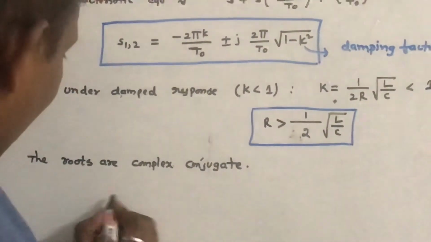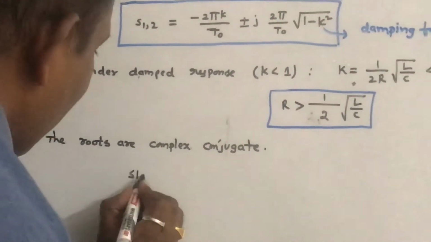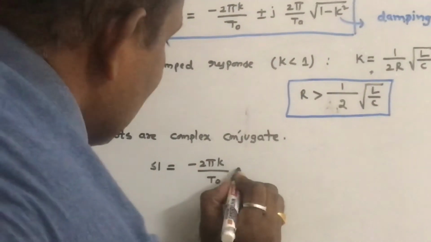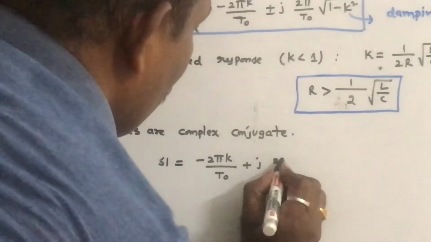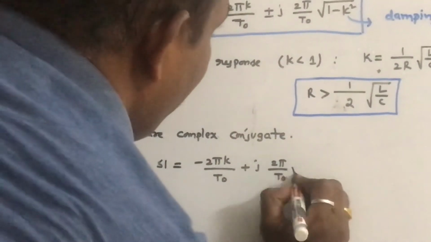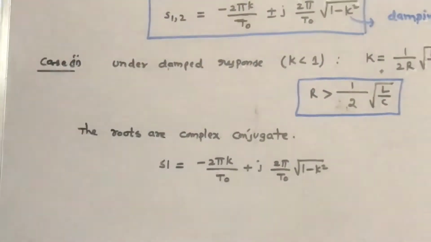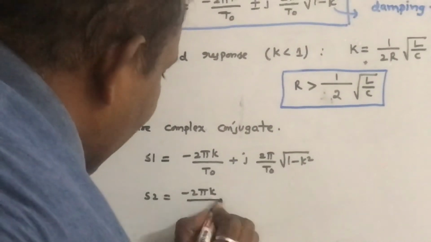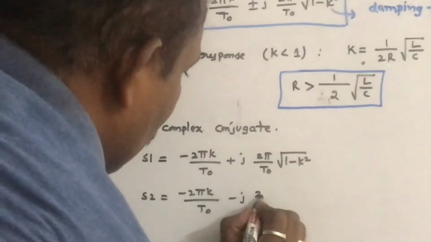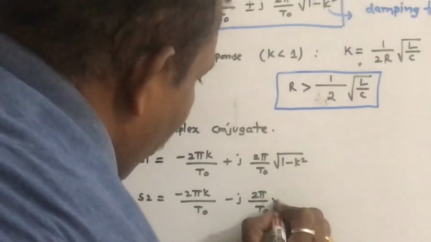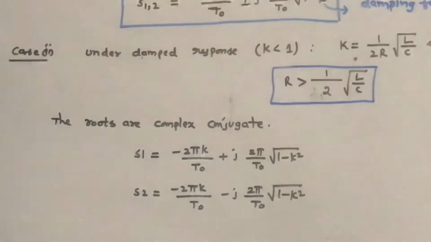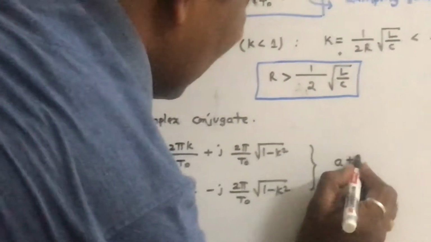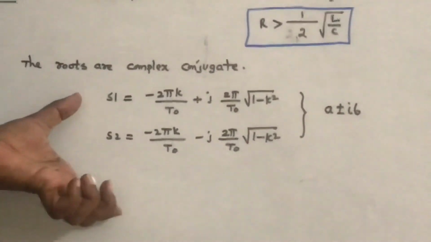So these roots I am writing as S1. S1 is equal to minus 2 pi k by t naught plus j into 2 pi by t naught into square root of 1 minus k square. S2 is the other root, the complex conjugate root: minus 2 pi k by t naught minus j 2 pi by t naught into square root of 1 minus k square. You can clearly see that these are in the a plus jb format, so these are the complex conjugate roots.